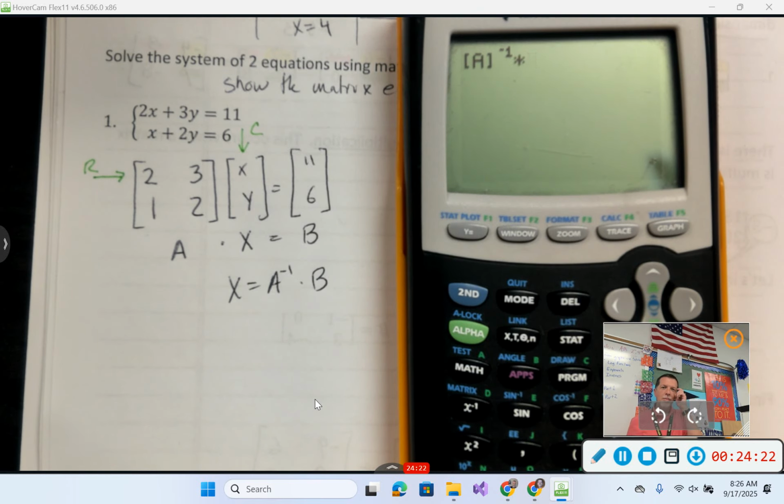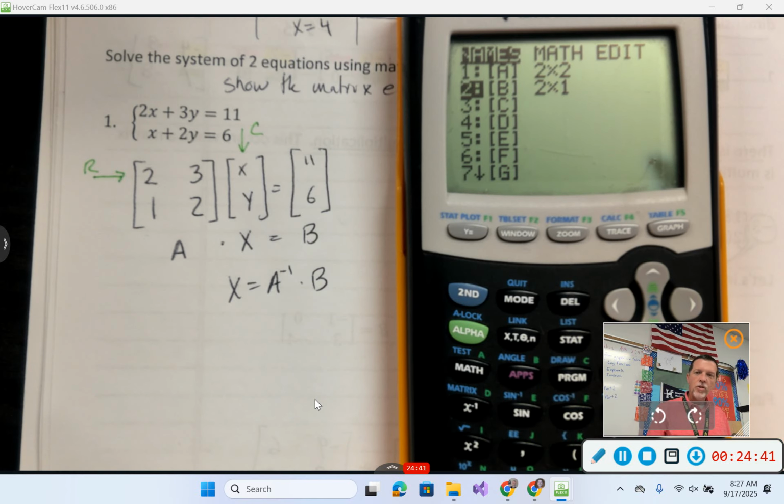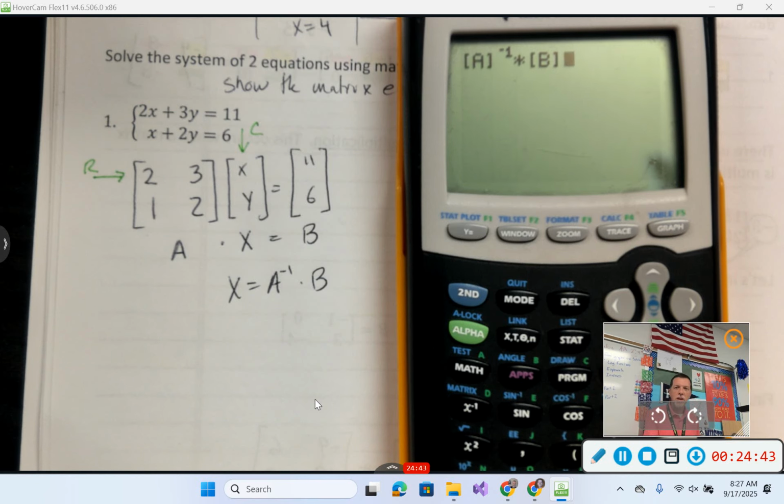And then times. Wait, so we put -1? You'll need to put -1. If you're on the Inspire, after you type in matrix A, do the -1. And now I need to go get matrix B. So same steps, second matrix, scroll down to matrix B because I want to use matrix B. And then it multiplies with the matrix B. And then A inverse times B. There's my X and Y.